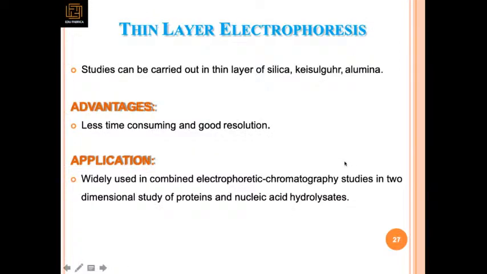Then comes thin layer electrophoresis, which can be carried out in a layer of silica, kieselguhr, or alumina. It is less time consuming and gives good resolution. It is widely used in combined electrophoretic chromatography studies and in two-dimensional study of proteins and nucleic acid hydrolysates.